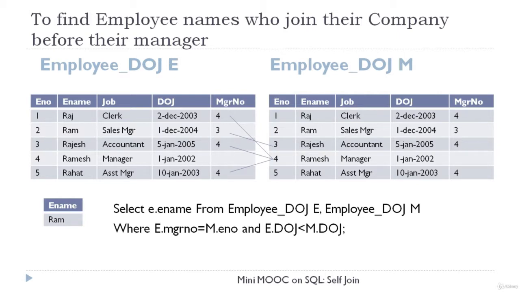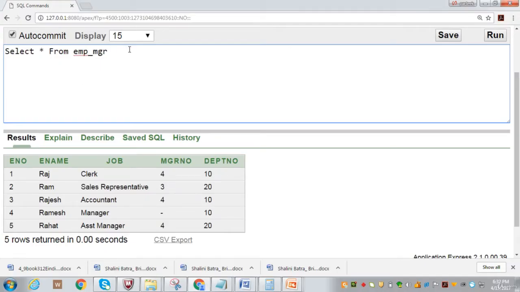Let's execute these statements to demonstrate this concept. Here we have employee manager table. This is a basic employee table, but we have added another column MGR number in this table to indicate manager number corresponding to employee. Here employee 1 is working under manager 4 and whose name is Ramesh. Employee number 2 is working under manager 3 whose name is Rajesh. Similarly, Rajesh is working under Ramesh and Rahat is also working under Ramesh. And Ramesh is at the top of management and he has no corresponding manager number.